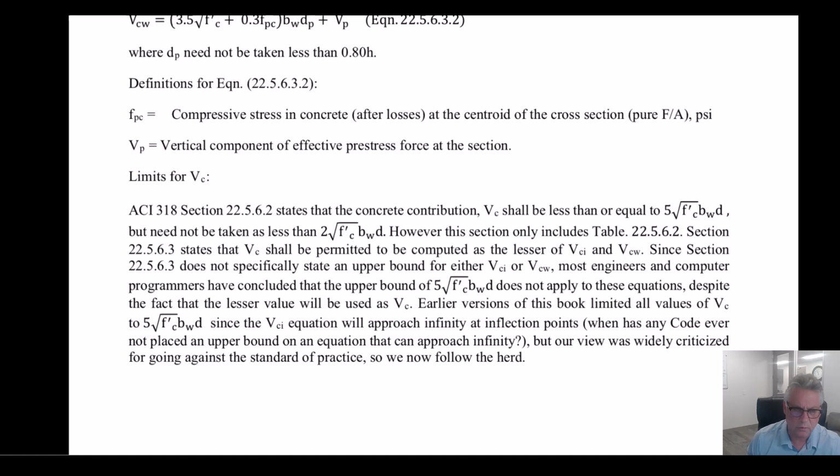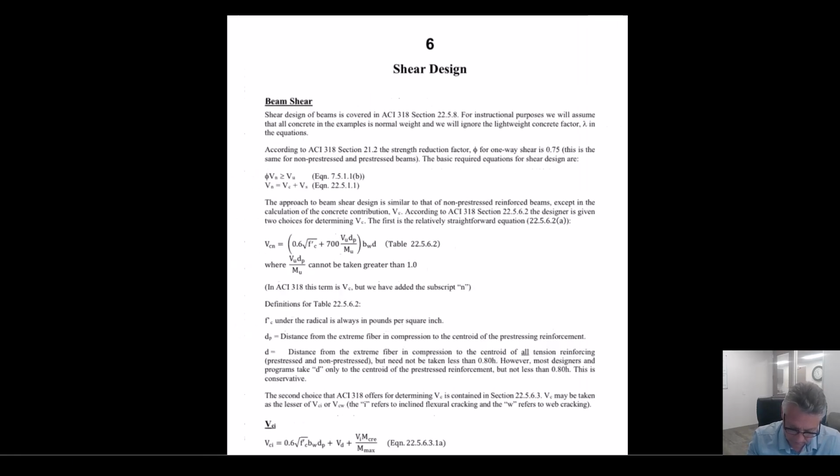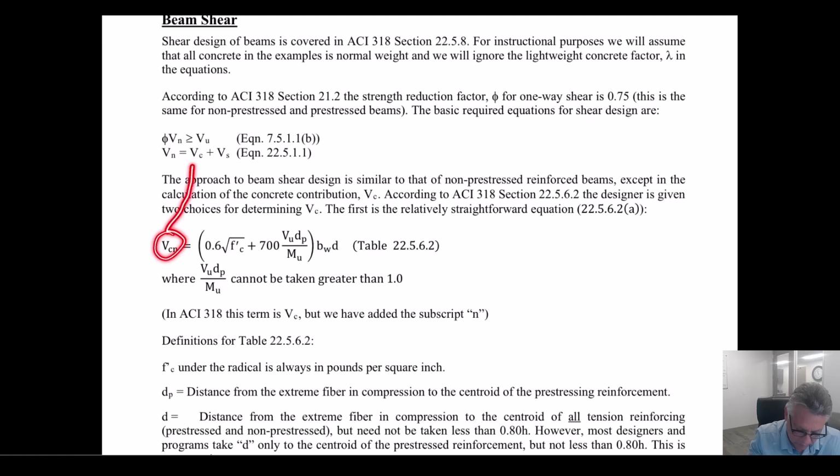This is where I got myself in trouble for the first edition of the book that I wrote. And I still stand by this, but I've been hammered down by everybody else. Apparently, I think Brian and I are the only ones that read the code this way. But the code says VC shall be less than or equal to 5 square root of prime C. And if you read the code closely, what it says is that all of these three equations can be used as VC. So VC can be the first equation. You can use this as VC, because remember, you're going up to this. You're plugging it in there.